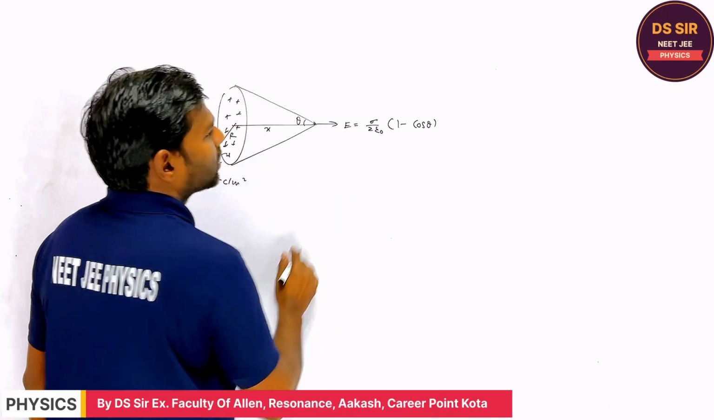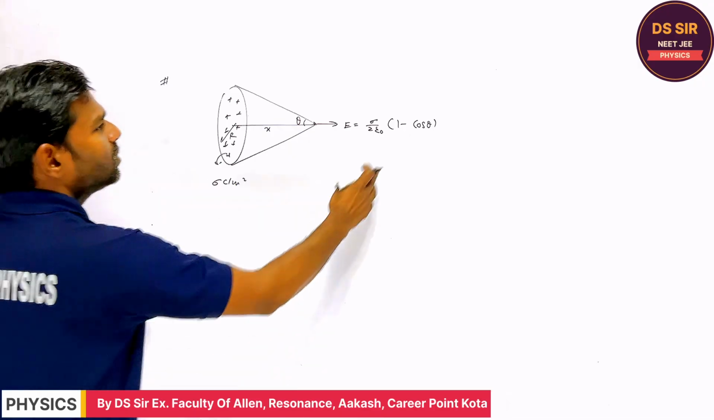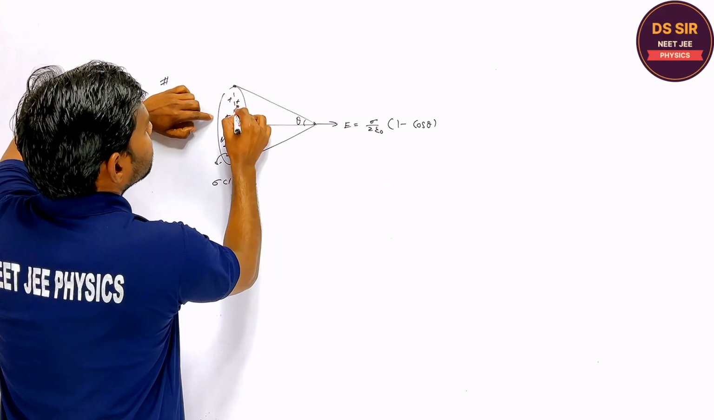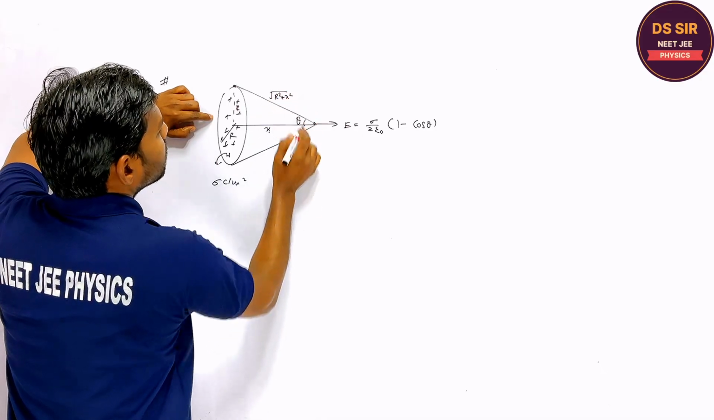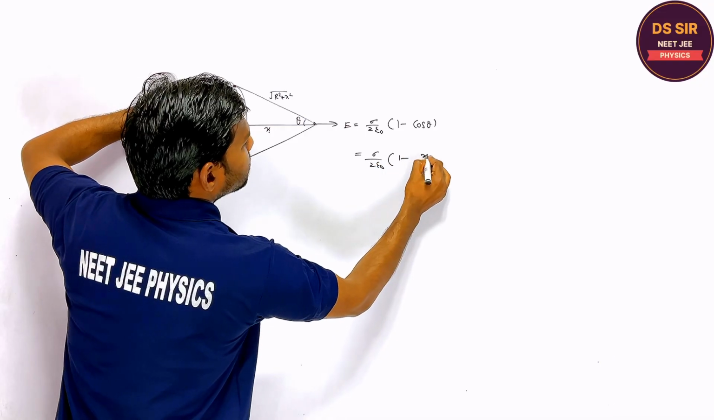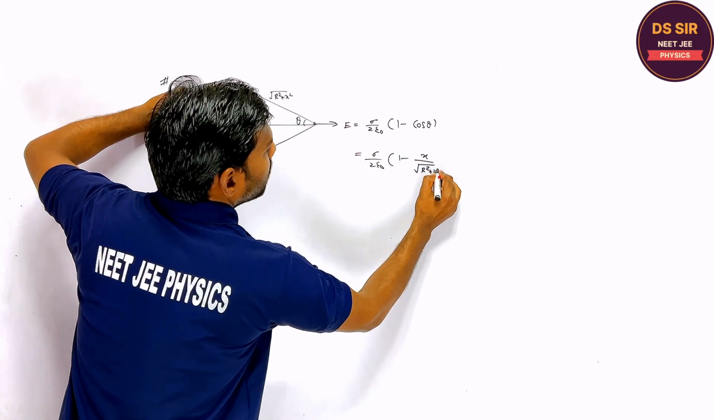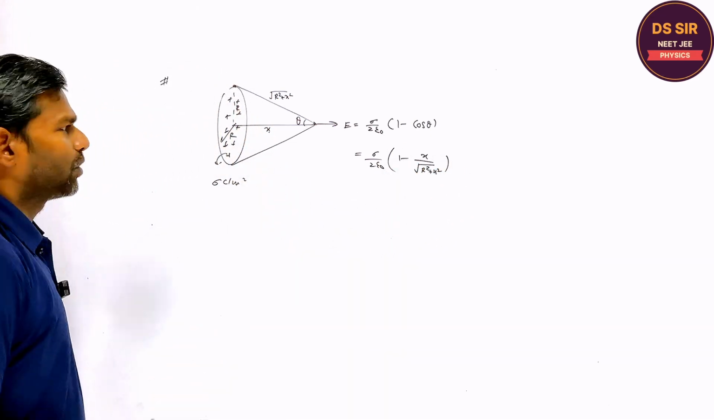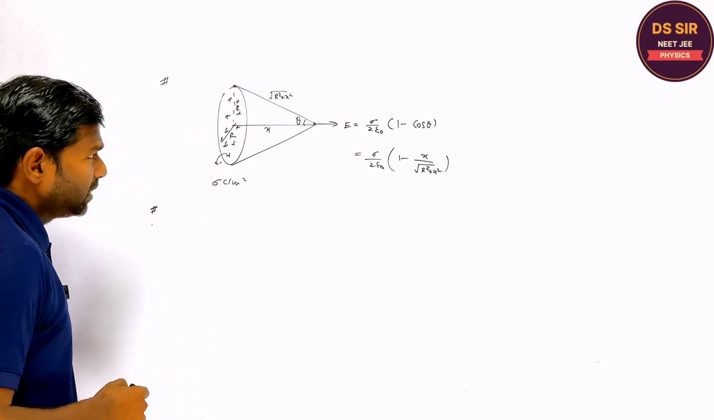You have to remember this. This is the easiest way to remember this formula. What is the cos theta? This is the cos theta. If this is r, this is x, then the hypotenuse is root over r square plus x square. So the electric field is sigma upon 2 epsilon naught (1 minus base upon hypotenuse). You can remember the formula in this way. Is it clear or not? Okay, so here is the conclusion that may be drawn.